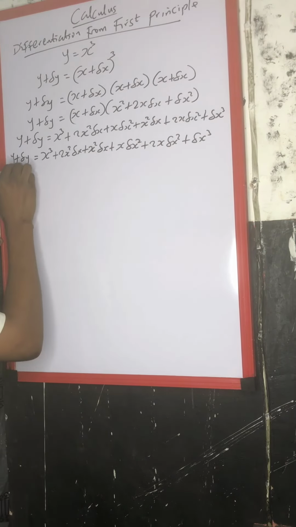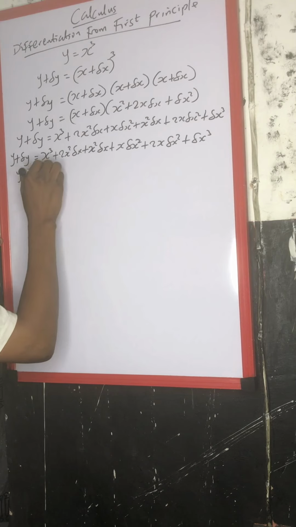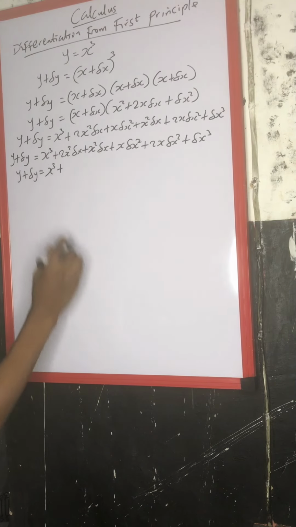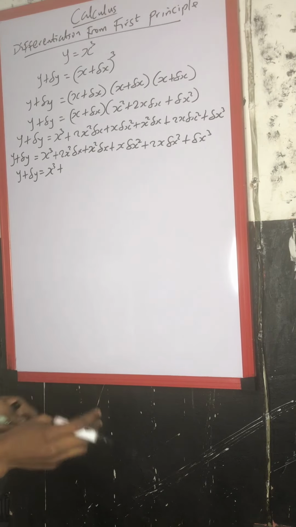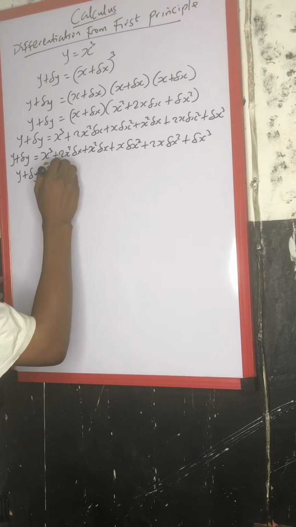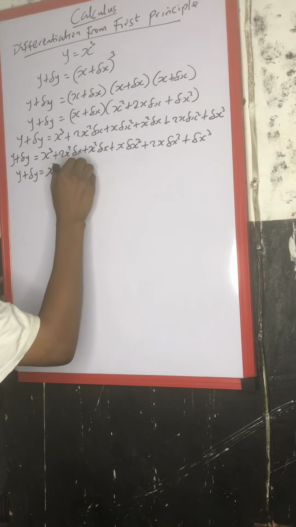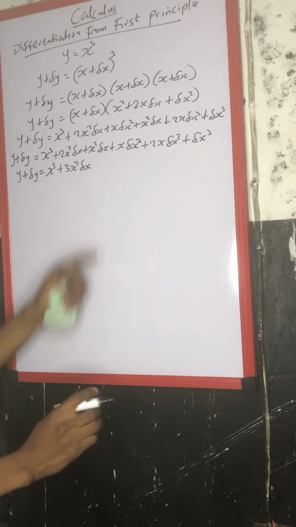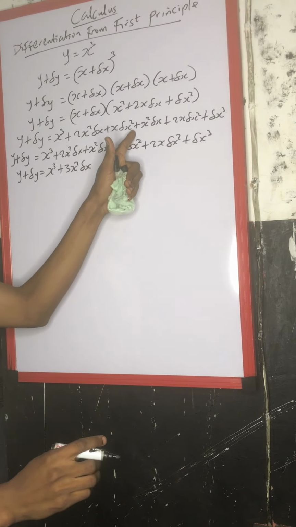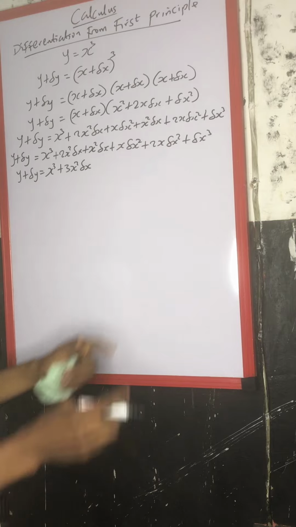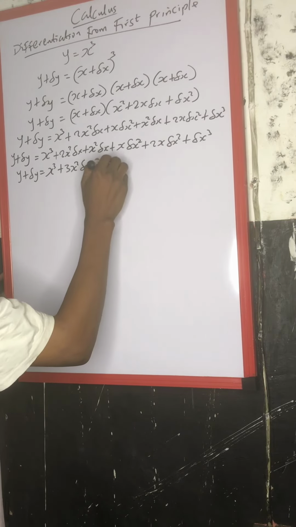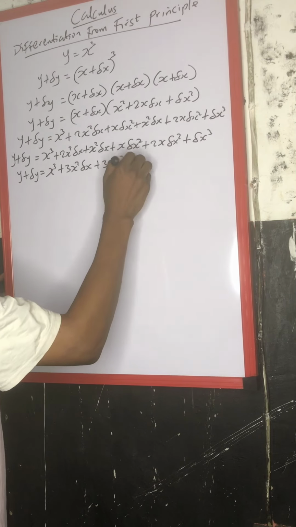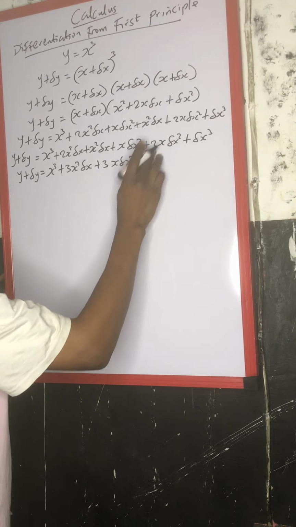So we have y plus change in y equals s cubed plus 2s squared change in s plus s squared change in s, which gives us 3 of it, 3s squared change in x. Then we have s change in s squared plus 2s change in s squared. We have 3 of it, which is 3s change in s squared, plus change in s cubed.